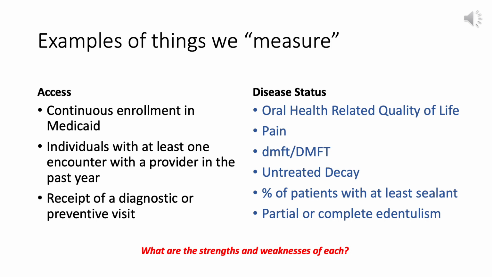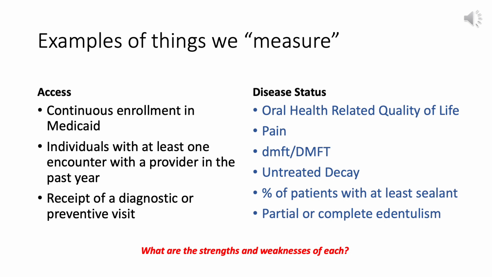Percent of patients with at least one sealant. This is often criticized as a poor measure of oral health because one might ask themselves, don't we want patients to have sealants on all of their molars? Why are we qualifying someone as having sealants if at least one of their molars has a sealant? But this is often used as a marker to signify access to preventive services.